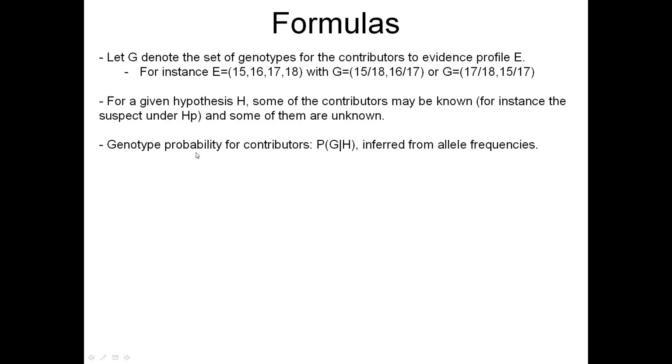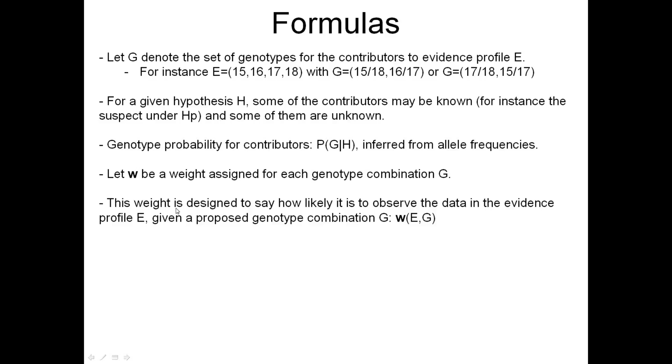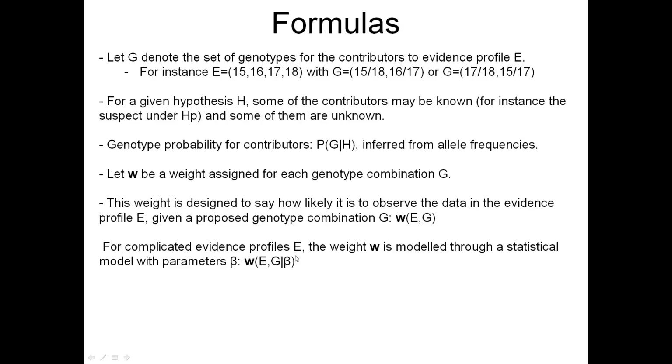So now let the genotype probability for the contributors be given as this expression. And this is typically inferred from the allele frequencies sampled in a population. Now let W be a weight assigned for each genotype combination of G. So we say that this weight is designed to say how likely it is to observe the data in the evidence given a proposed genotype combination G. So it's a weight taking both the observed data and the proposed genotype G. And for complicated evidence profiles, the weight is this weight here.